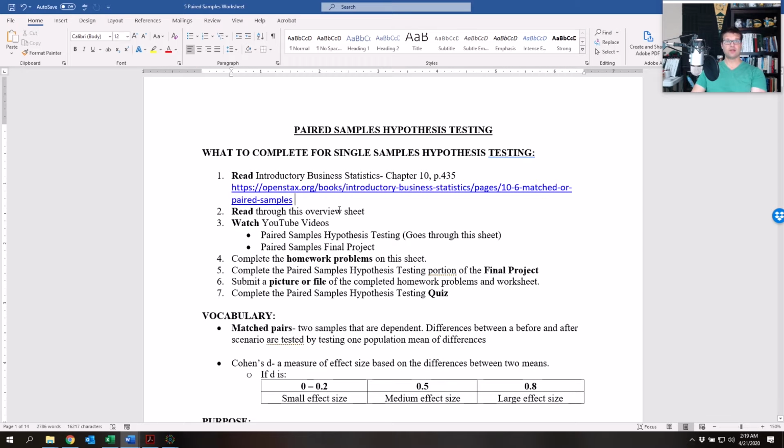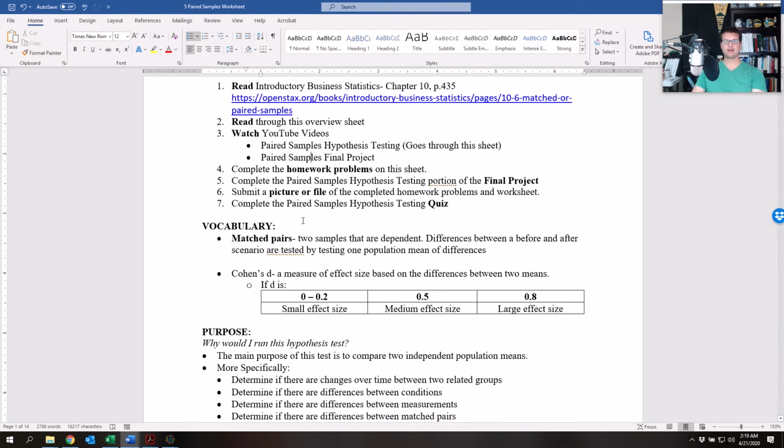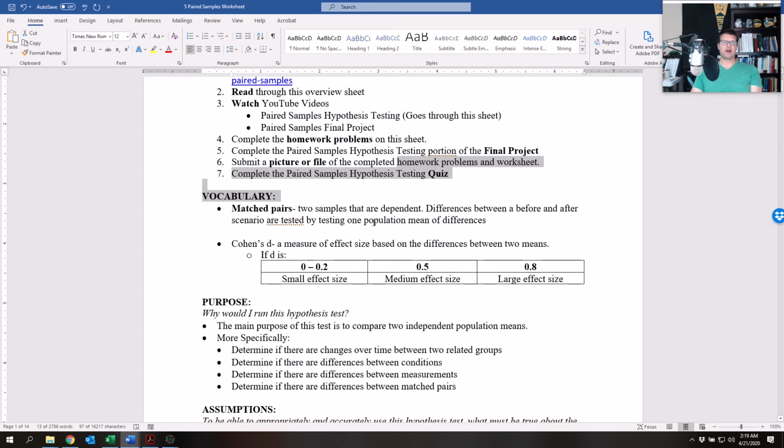Next, read through this overview sheet, watch the YouTube videos. We're going through the paired samples hypothesis testing right now. And then the paired samples final project file will bring you through how to do the final project portion for paired samples, and then complete the homework problems on this sheet. Then complete the paired samples hypothesis testing portion of the final project, submit a picture or file of the completed homework from this worksheet, and then complete the paired samples hypothesis testing quiz.